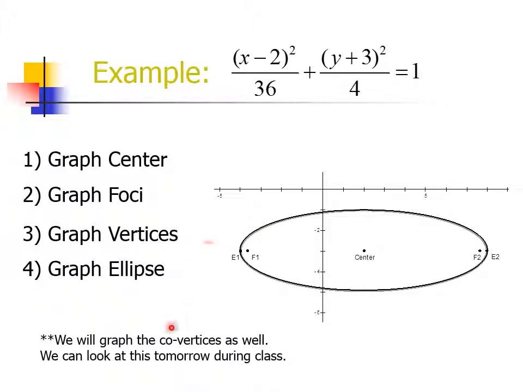Now, one thing you don't see on here is the co-vertices, that have been graphed. Notice the value of b squared is 4. So if I take the square root of that, that's 2, which means from center I would need to go 2 units in the vertical direction. So if I went up 1, 2 from center, that gets me that point. We'll label those in class tomorrow. If I go back to center and go down 1, 2 units, then I also get another point for the co-vertex.